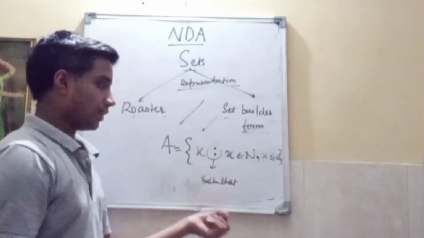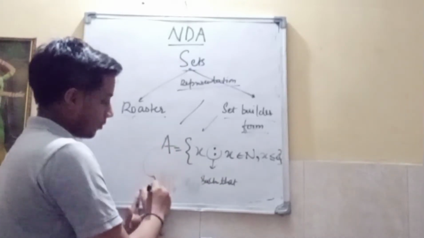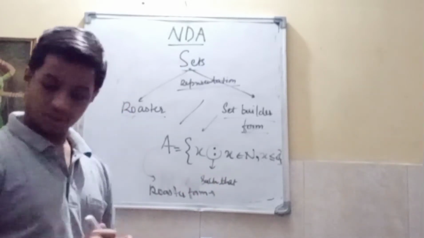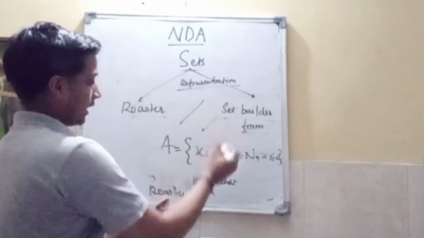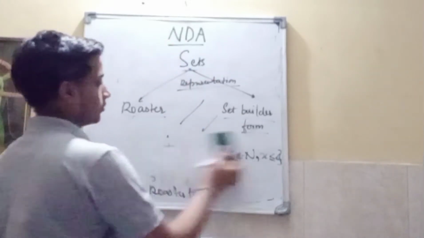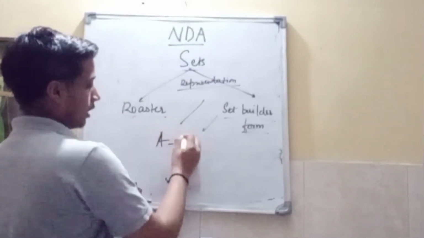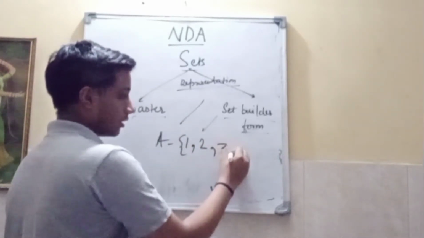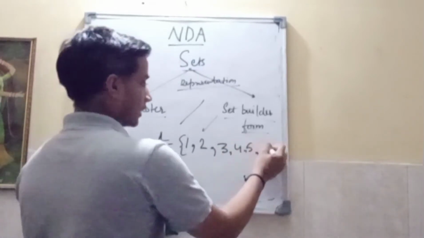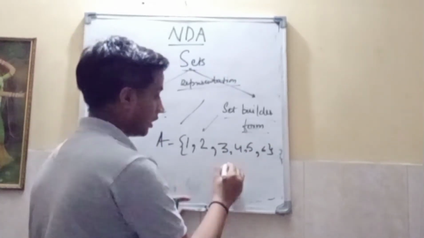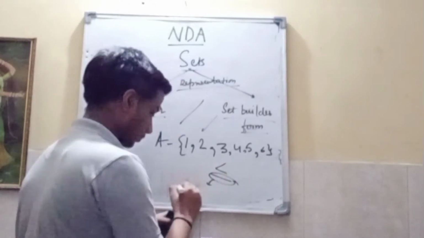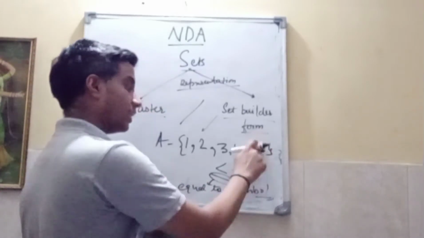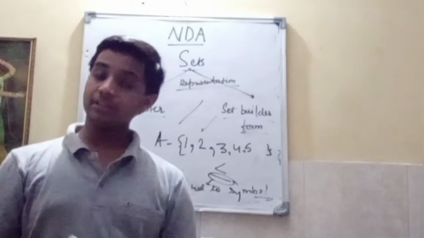With this condition, how can we write it in roster form? The roster form of this set builder is A is equal to natural numbers starting from 1, then 2, then 3, then 4, then 5, then 6. I have included 6 because I have put in this mark. This is an equal to symbol. If I didn't put this, then it would be only up to 5. I think you get it.